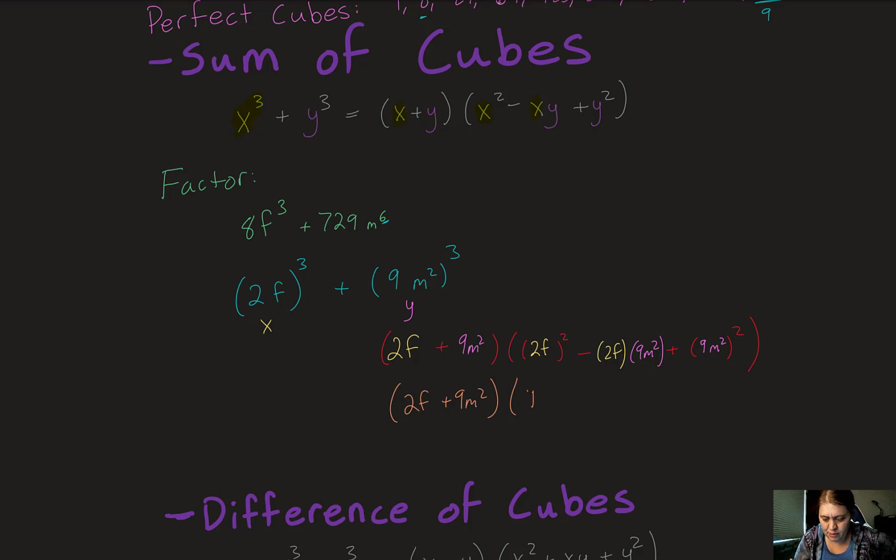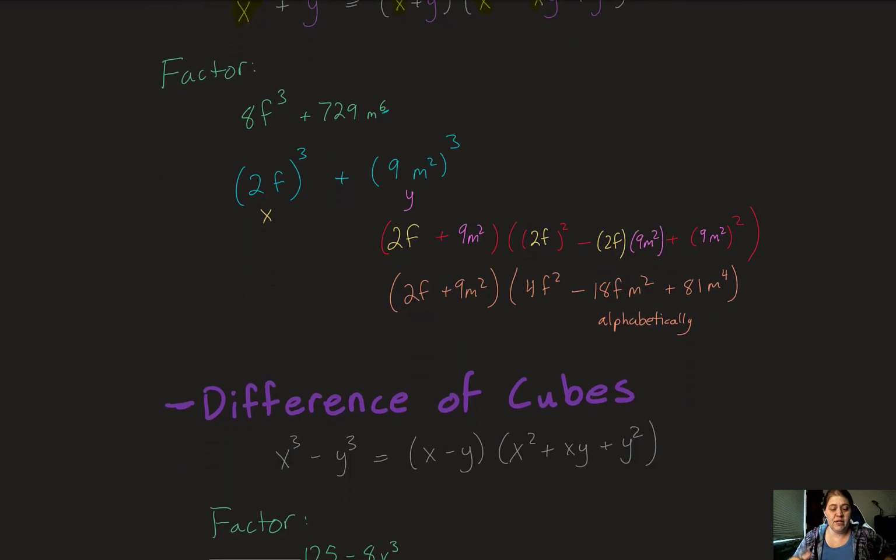2f squared, that's going to give me 4f squared, minus 2 times 9 is 18 fm squared. For this, we usually list things alphabetically when we have multiple letters or variables that we're playing with. Plus 81m to the 4th. And you can always plug it into Desmos or some other graphing calculator and multiply it out, make sure that you end up back where you started from.